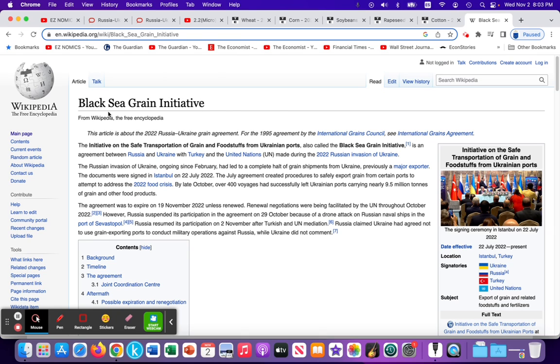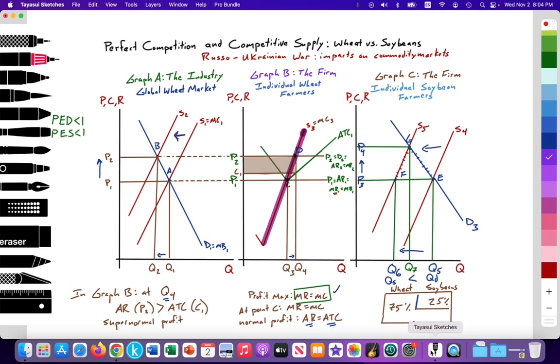Probably the biggest reason as to why the price of all of those food commodities are falling is the Black Sea Grain Initiative. Again, a deal that was struck between Russia and Ukraine, with Turkey mediating along with the United Nations, which resumed supplies of wheat being exported from Ukraine into the world market. So that would increase the supply, reduce the price. So let's go ahead and illustrate that.